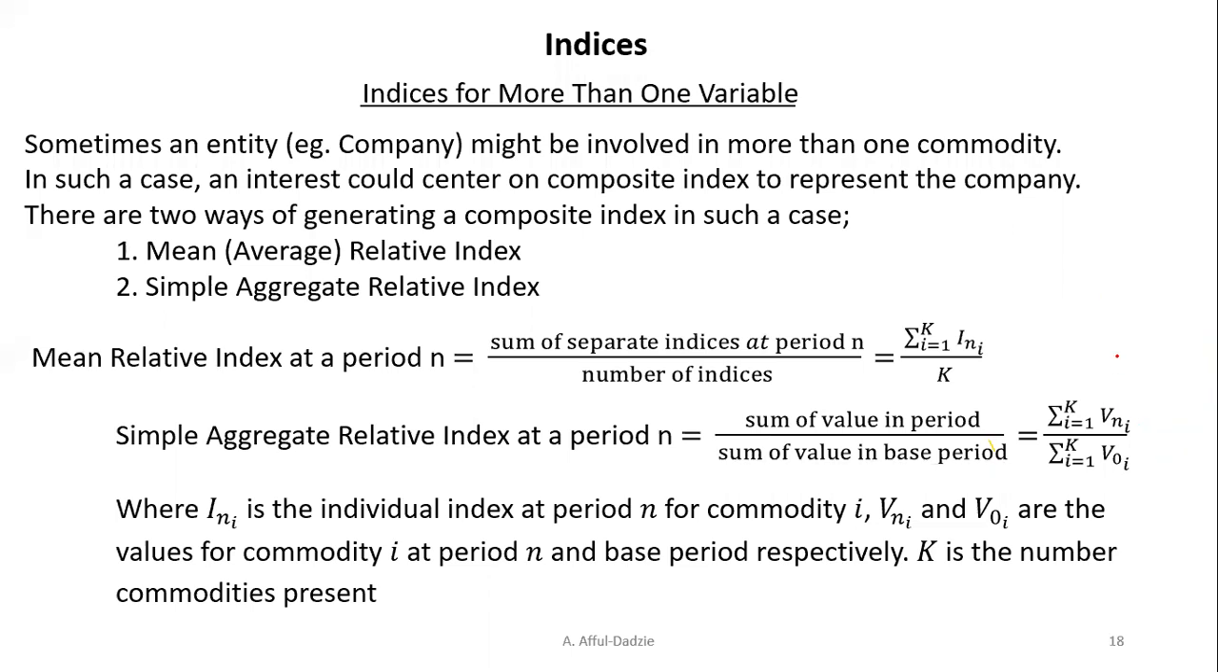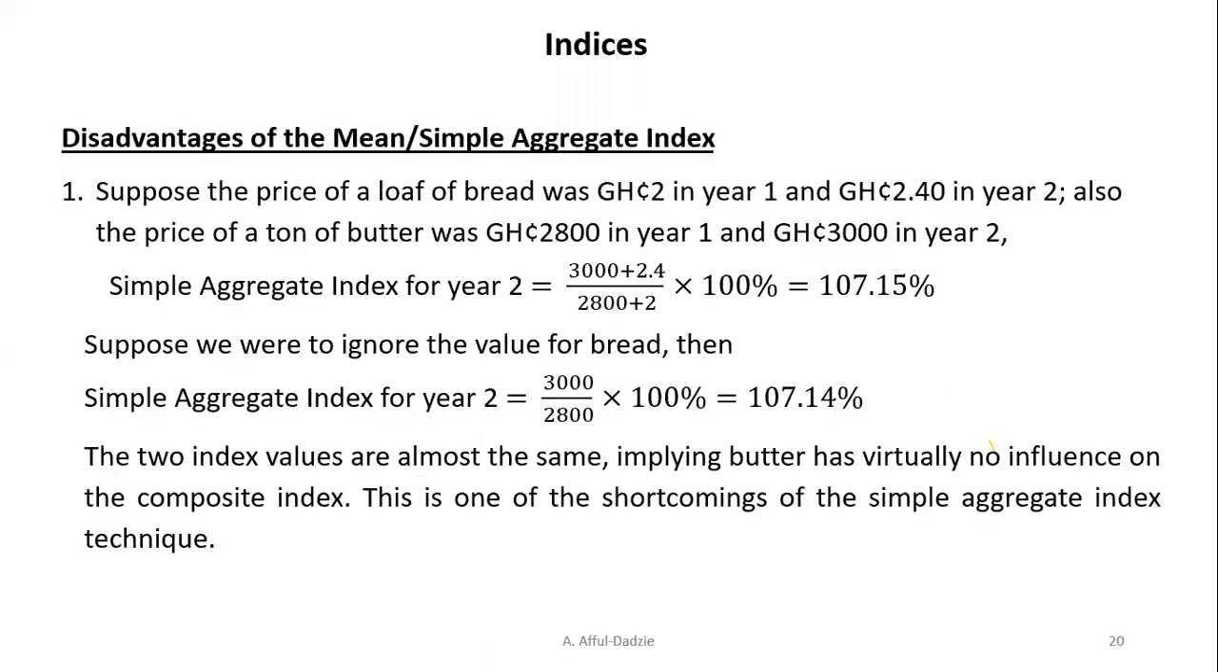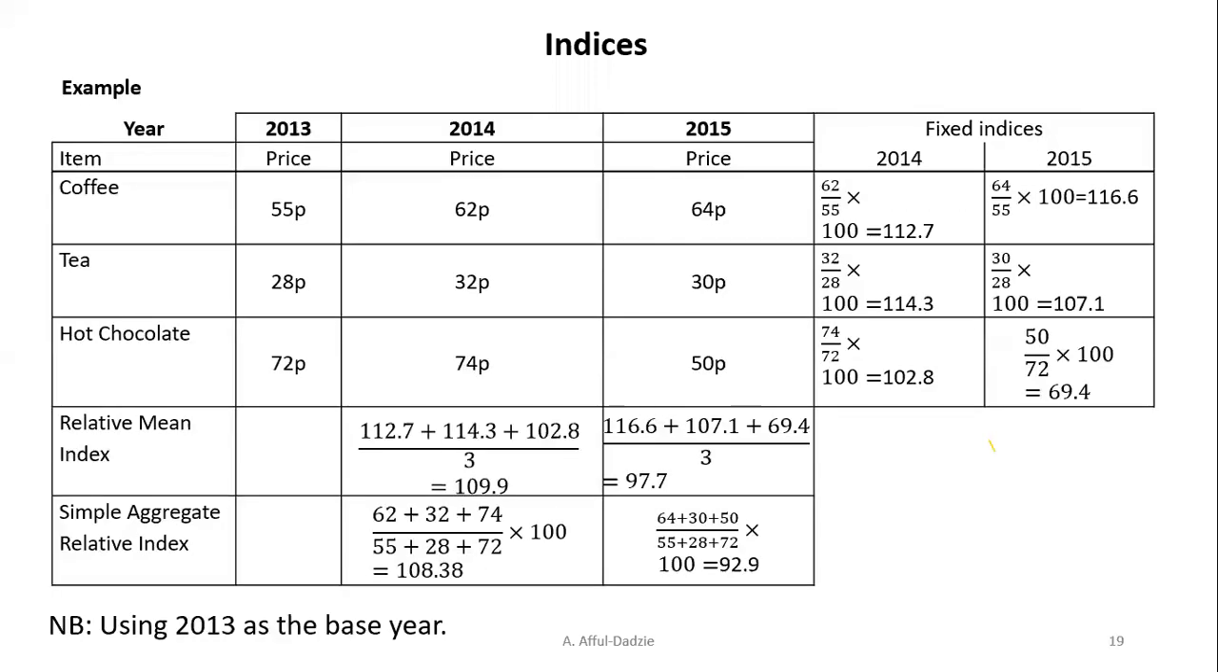And if you look at the case of the relative mean, the mean relative index, it is the sum where i goes from 1 to k, the index of all the values, over k, and k represents the number of index numbers that we sum. All right, so we have seen the relative mean index and then the simple aggregate relative index.